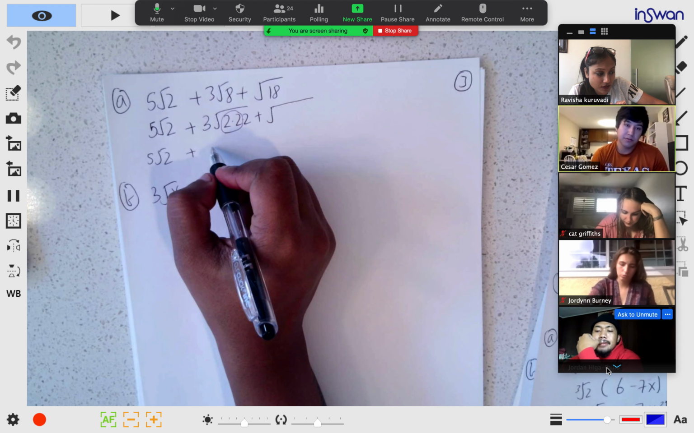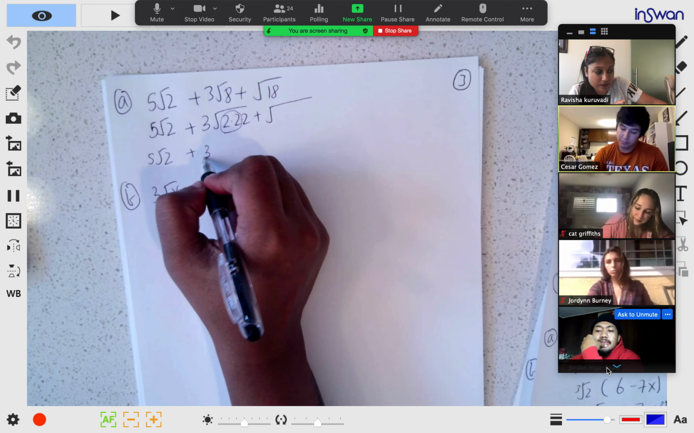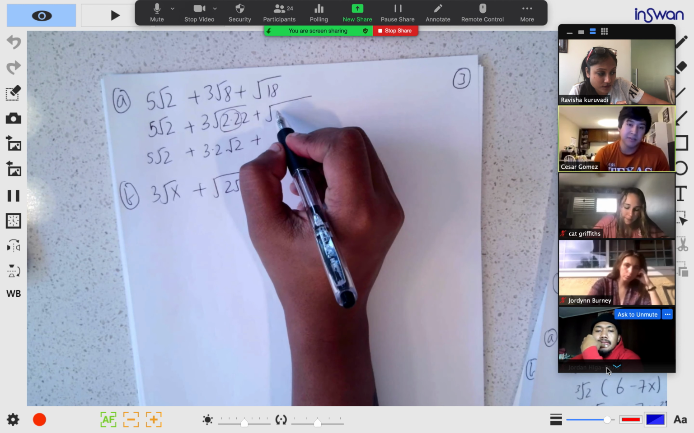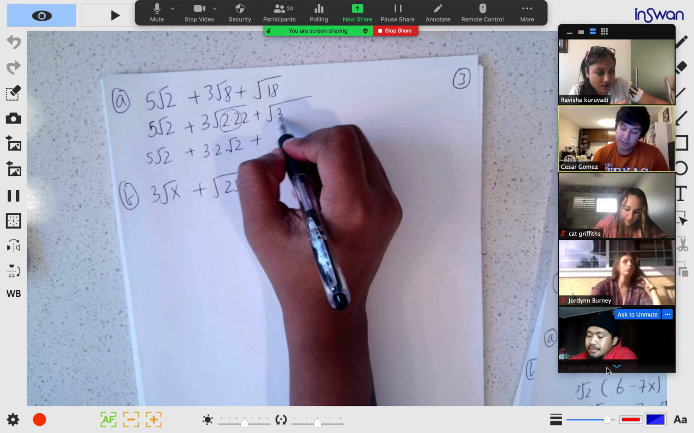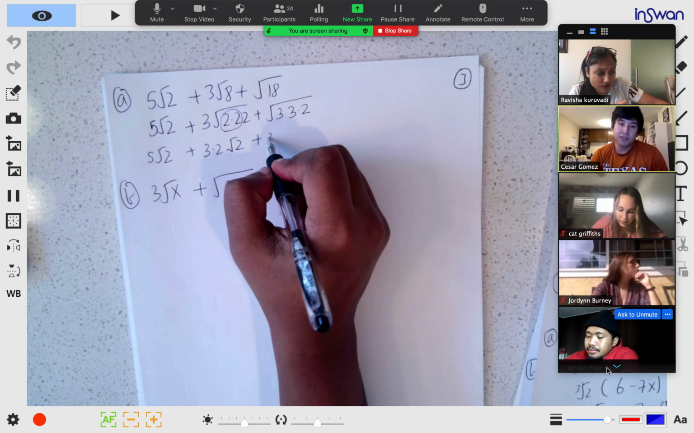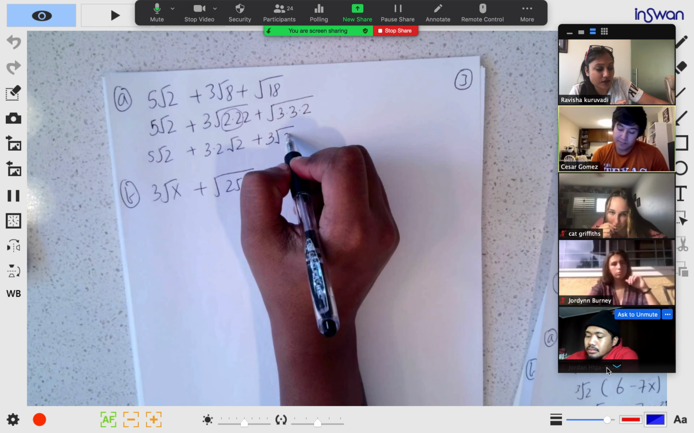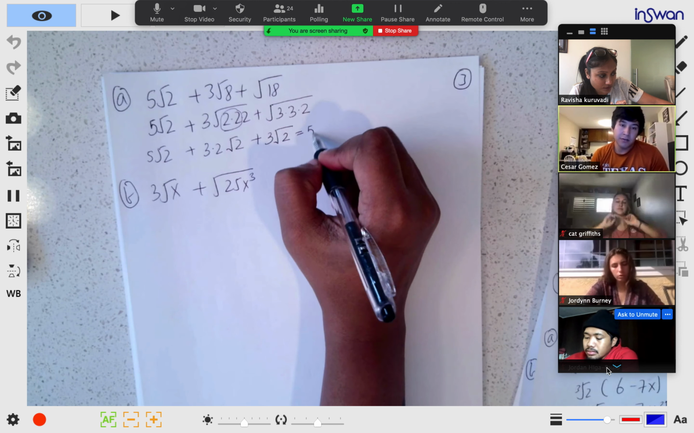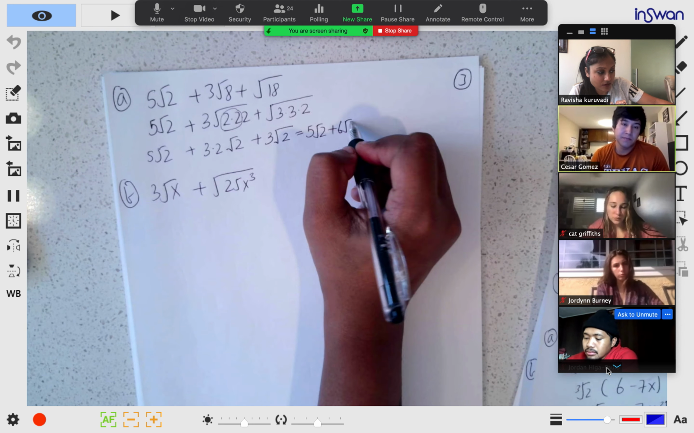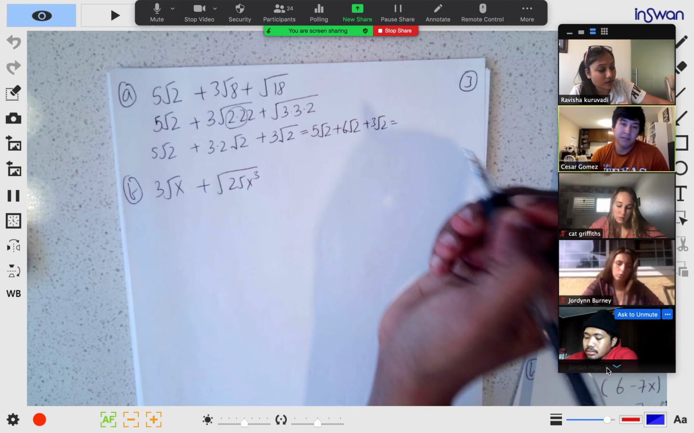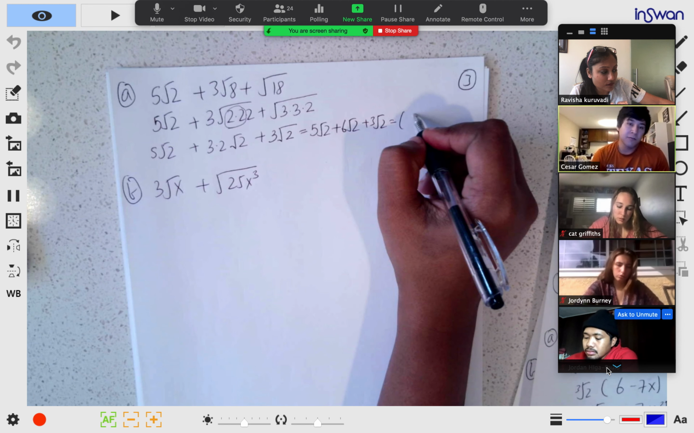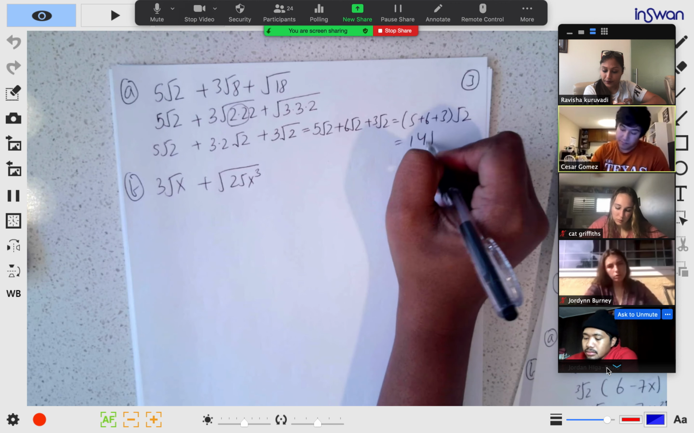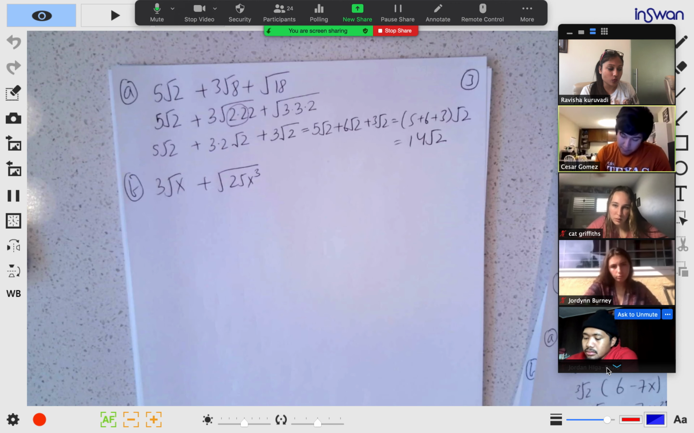3 times 2 square root of 2. Plus, I did the same thing for the 18, which ends up being 3 times 3 times 2, and I took out the 3. You're left with 3 times 1, which is 3 square root of 2. Now that they're all the same, square root of 2, I add. 3 times 2 is 6 for the middle one. So now I got 5 plus 6 plus 3. I got 14 times square root of 2. Perfect. Good, Caesar.